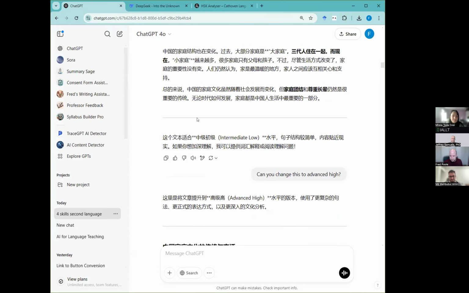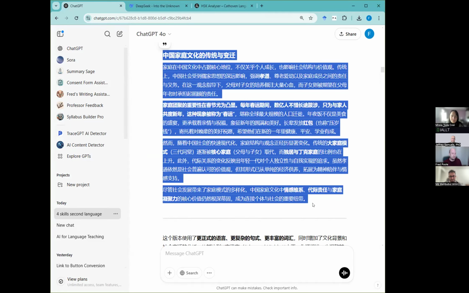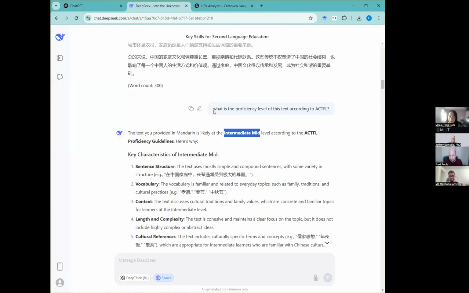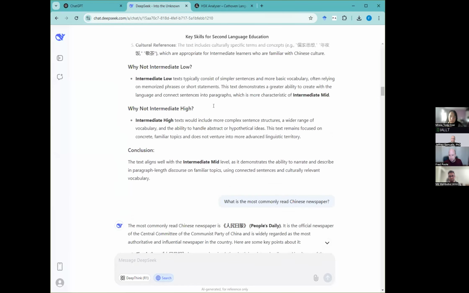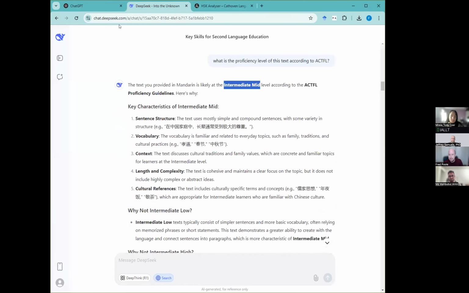When I asked it to go up to advanced high, ChatGPT had no problem with this. It moved it up to advanced high without any issues. Some of the language gets a little awkward once it gets up to advanced high. It seems like it's forcing some more technical terminology into the text than it really needed to. But I think we could consider this advanced high without a problem. Oh, I didn't do that with DeepSeek. I did it with GPT.